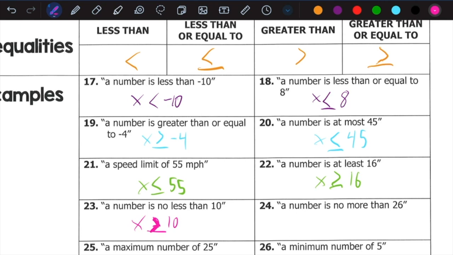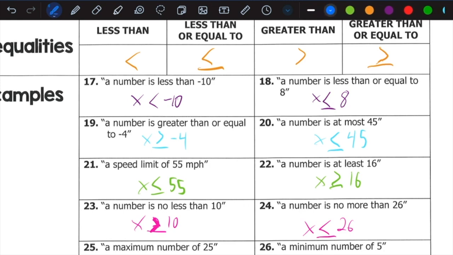Number 24, a number is no more than 26. So that'd be like I'm saying you can retake no more than X amount of tests, which is something we apply in future semesters of math after the first semester of Algebra 1. But no more than means you can take less than that amount or that amount, so less than or equal to, but that's your cap or your limit.